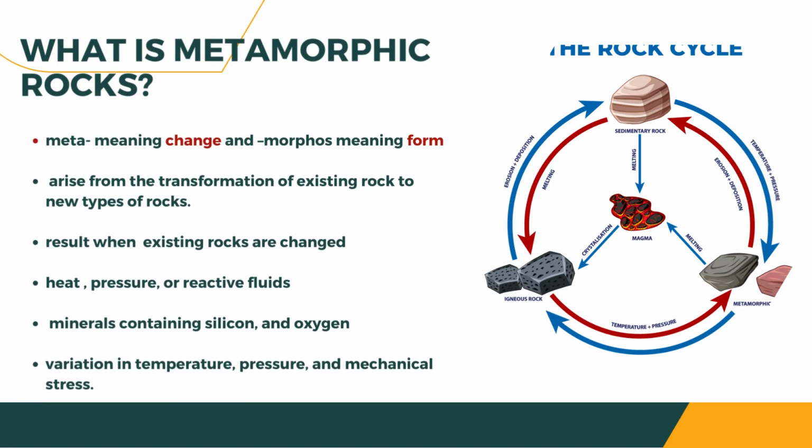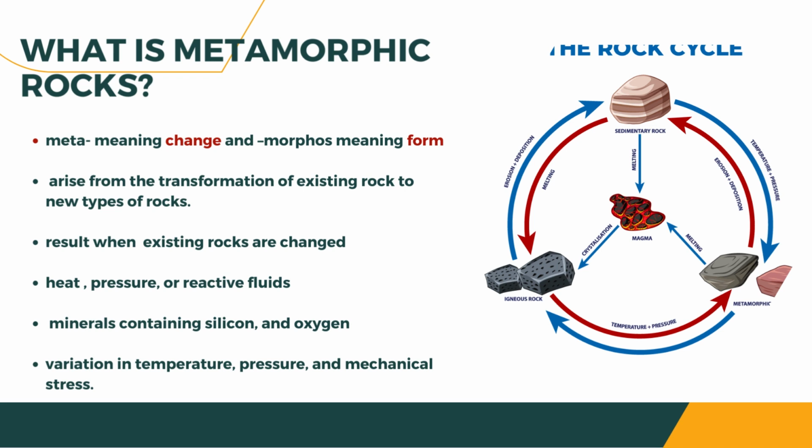What is metamorphic rock? Meta meaning change and morphos meaning form, it is one of the three rock categories in the rock cycle. Metamorphic rocks arise from the transformation of existing rock to new types of rock in a process called metamorphism. They result when existing rocks are changed by heat, pressure, or reactive fluids such as hot mineral-laden water. Most rocks are made of minerals containing silicon and oxygen, the most abundant elements in the Earth's crust.